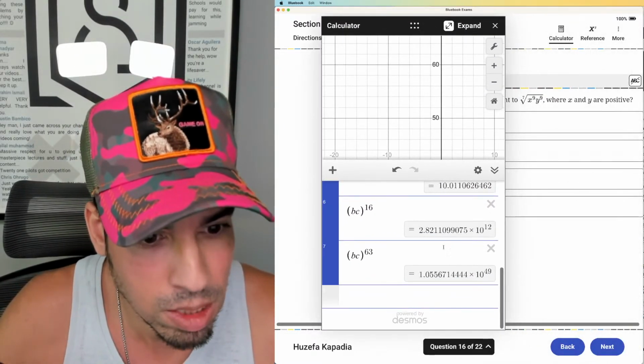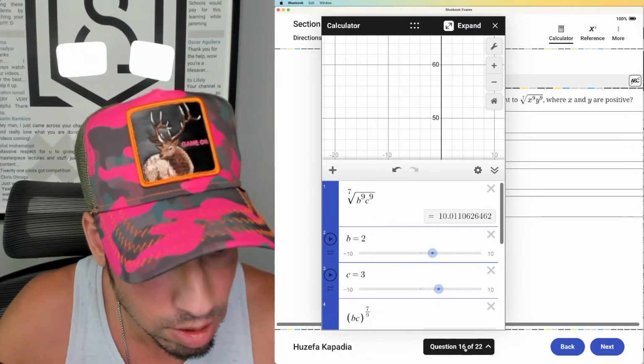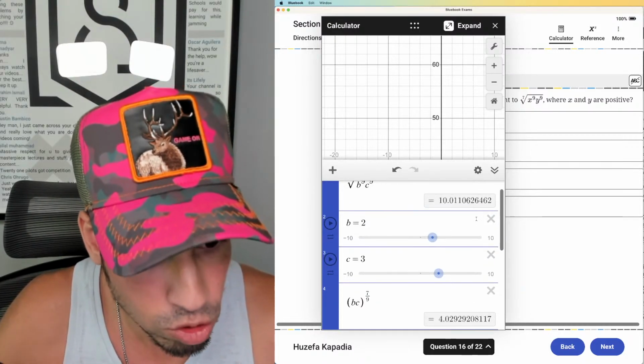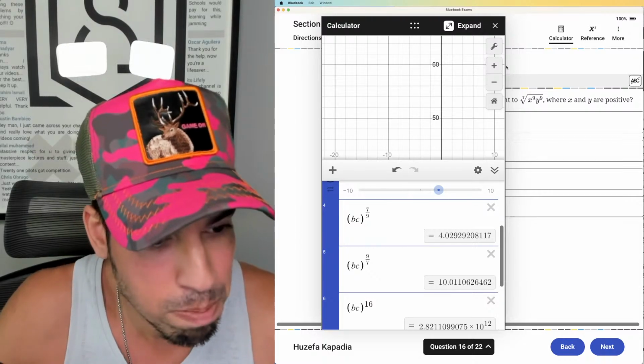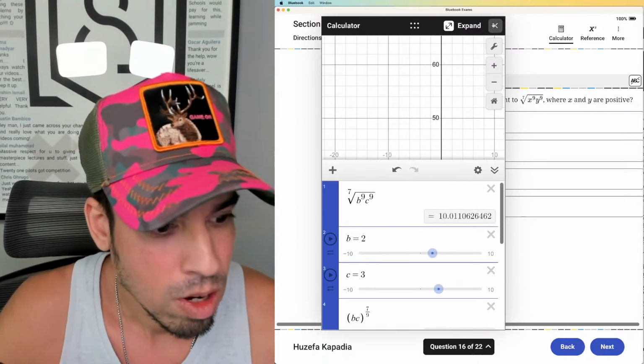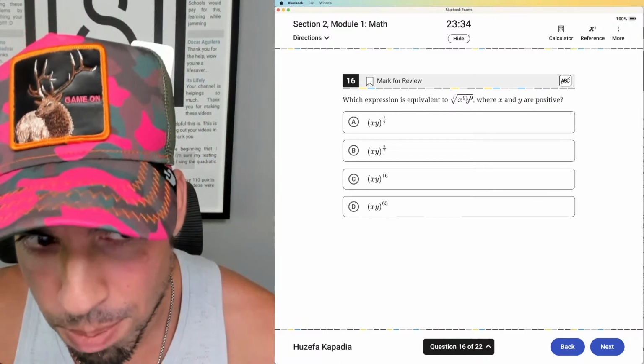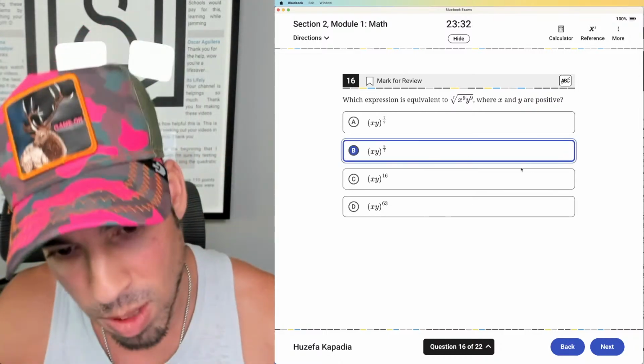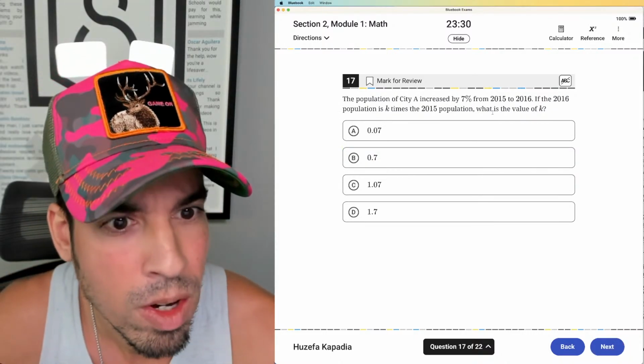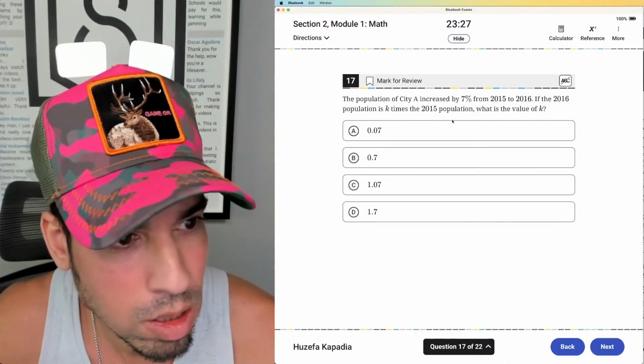And we're using the same b and c. So equivalent, whatever I get up here, I should get down here. So I get 10.0 whatever. I see that in option B, and that's it. Now, does that make sense? It absolutely makes sense, right? The numerator is the power, the denominator is the root, so it should be 9/7. But anyways, that's how you do it in Desmos. Boom, done. 17. Increase from this to this.